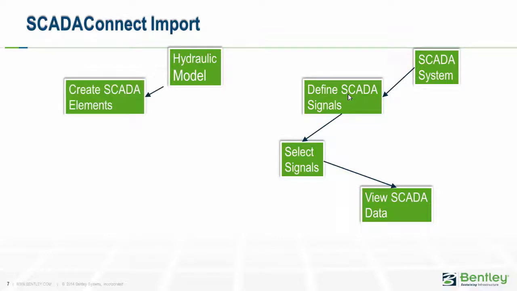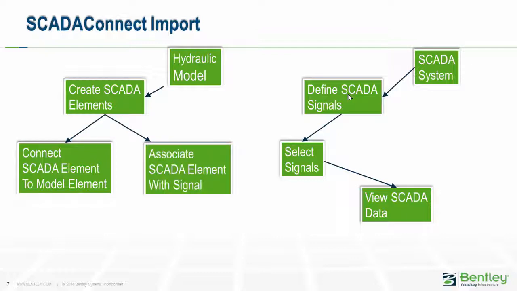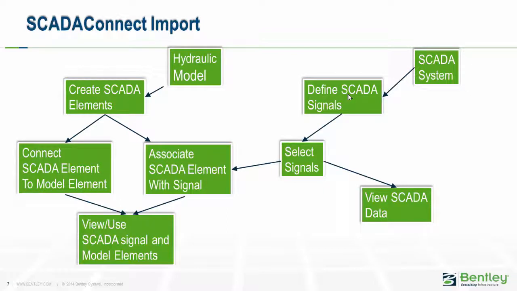On the hydraulic model side, what we do now is create SCADA elements. We'll show you how to do that in the demo. These are just little elements, and those elements have to be connected to a model element. You just don't have a signal floating out in space. Instead, that signal has to relate to a pump or a tank or a pipe, something like that. And then you have to associate that element with the signal. So we've got to bridge this gap between the signal and the SCADA element.